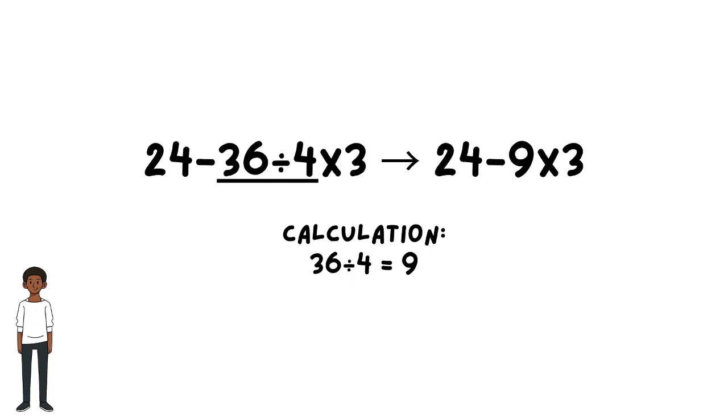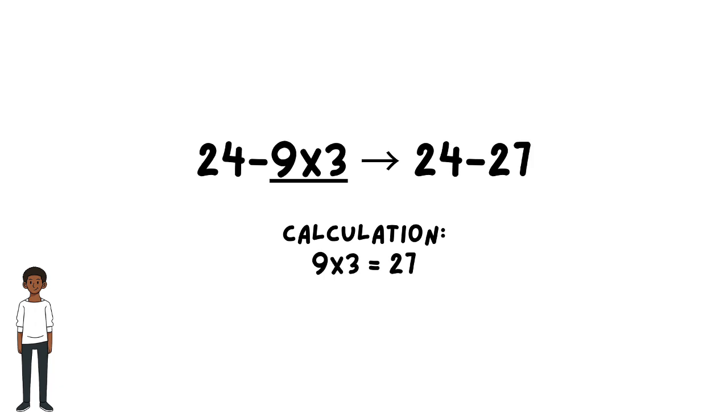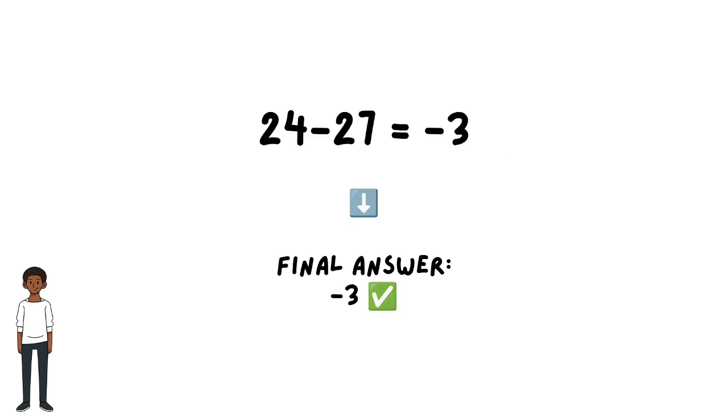Step 3. Divide 36 by 4. 36 divided by 4 equals 9. Our expression simplifies to 24 minus 9 times 3. Step 4. Multiplication outranks subtraction, so we multiply 9 by 3 next. 9 times 3 equals 27. Now we have our final subtraction, 24 minus 27. Step 5. Subtract 27 from 24. 24 minus 27 equals negative 3. So our true final answer for question 3 is negative 3.